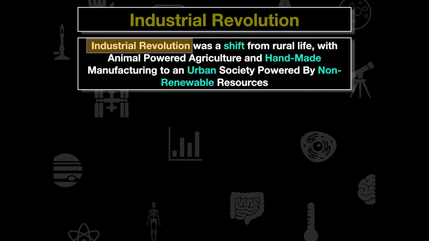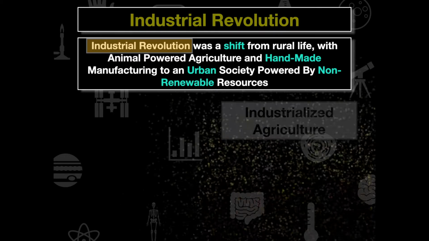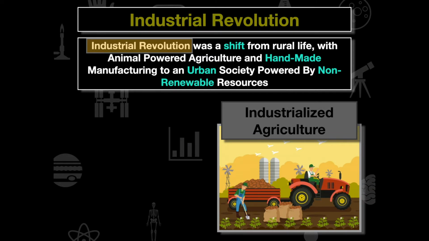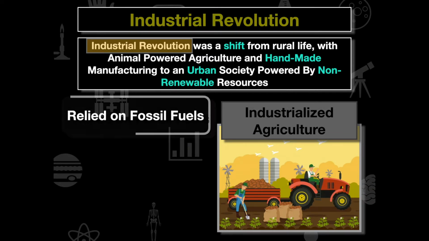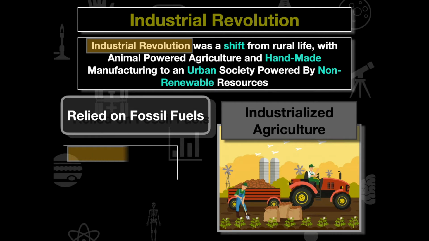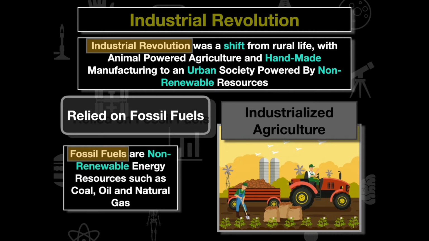After this agricultural revolution, we see the Industrial Revolution in the 1700s. This was a major shift from rural life, animal-powered agriculture and handmade manufacturing to an urban society powered by non-renewable resources. What we see in the industrialized agricultural revolution is the use of fossil fuels powering all of the machinery that we see farming for us today. Fossil fuels are non-renewable energy resources such as coal, oil, and natural gas. And this is the type of fuel that is used to fuel our industrialized agricultural machinery.